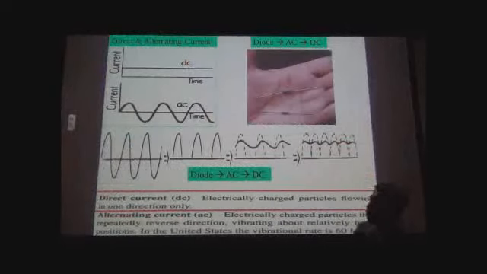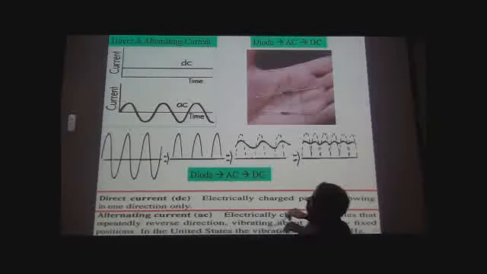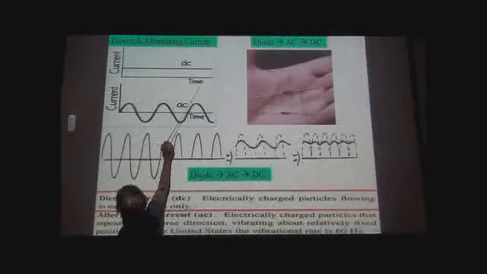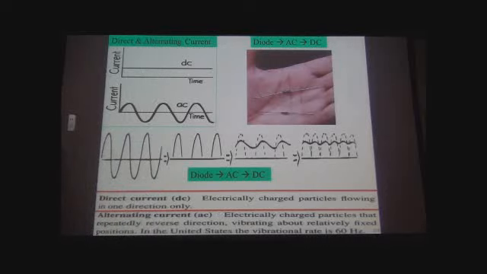Okay, introducing the concept of direct versus alternating current. If you plot current on the y-axis versus time on the x-axis, a direct current is a constant, steady flow of electrons. It's like if I'm an electron, I just keep on traveling in this direction, and that is a direct current.